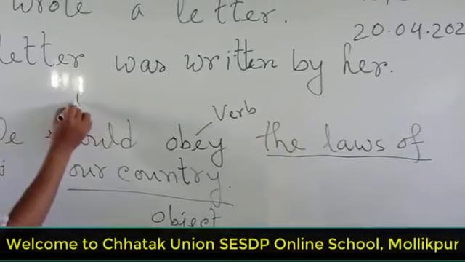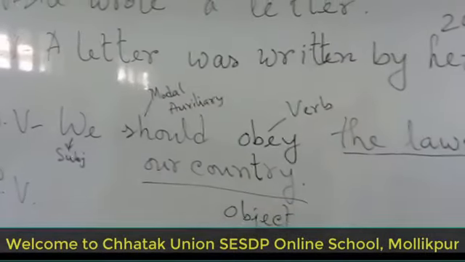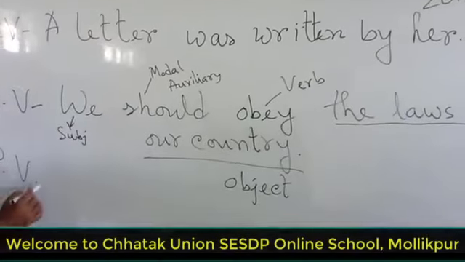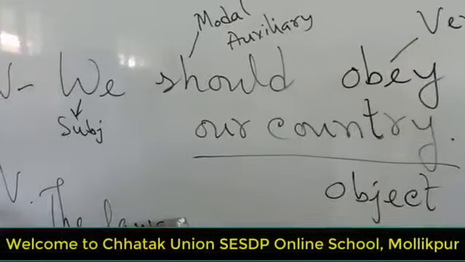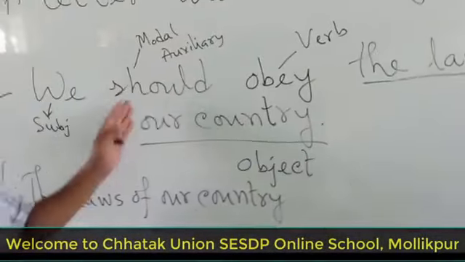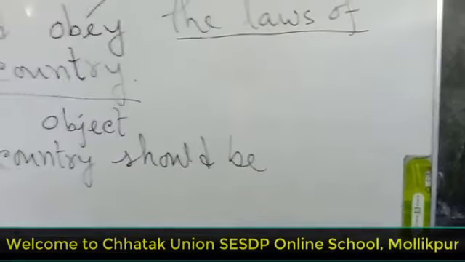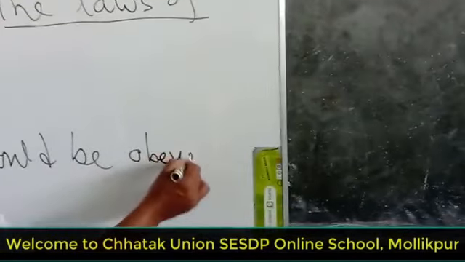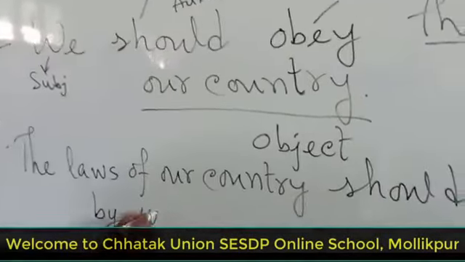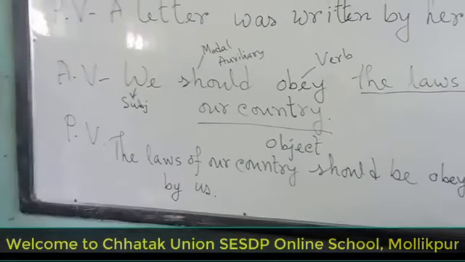And should is modal auxiliary. So according to the rules of passive voice, the laws of our country will come first. The laws of our country. And there is a modal auxiliary. So, the laws of our country should be obeyed. The past participle of obey. The laws of our country should be obeyed by us. The objective form of we is us. The laws of our country should be obeyed by us.